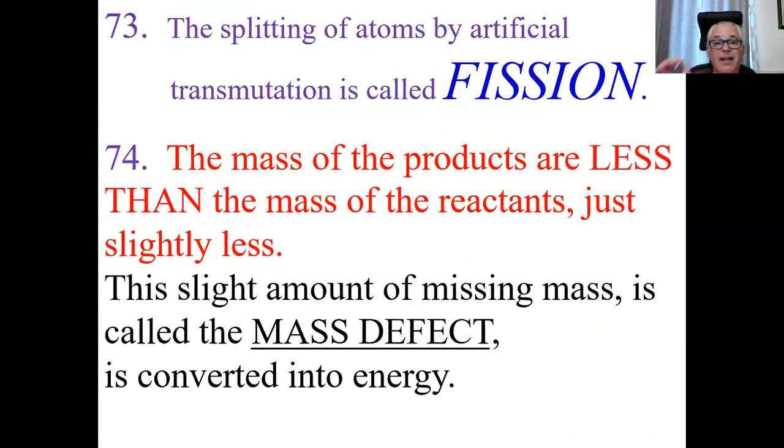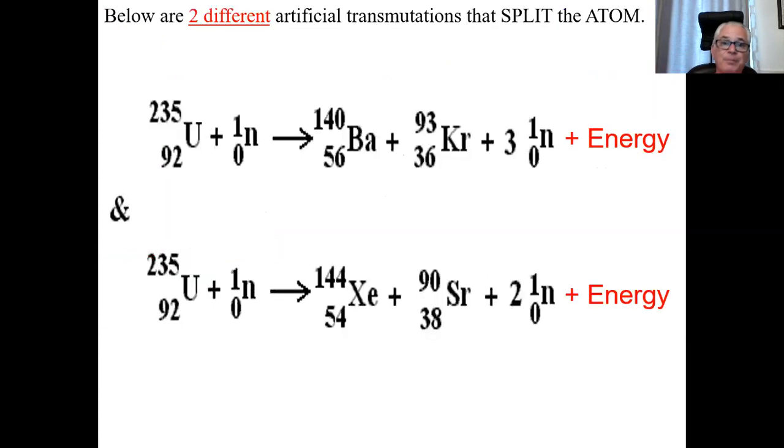But even though it's a very, very slight mass change, you get to multiply it by the speed of light squared, which is a gigantic number. So this tiny amount of lost mass, this mass defect, is converted into gigantic amounts of energy, the splitting of an atom. Now, here are two different fission reactions.